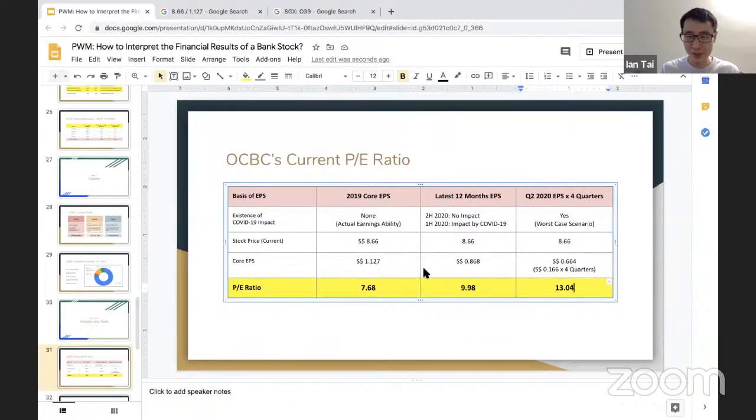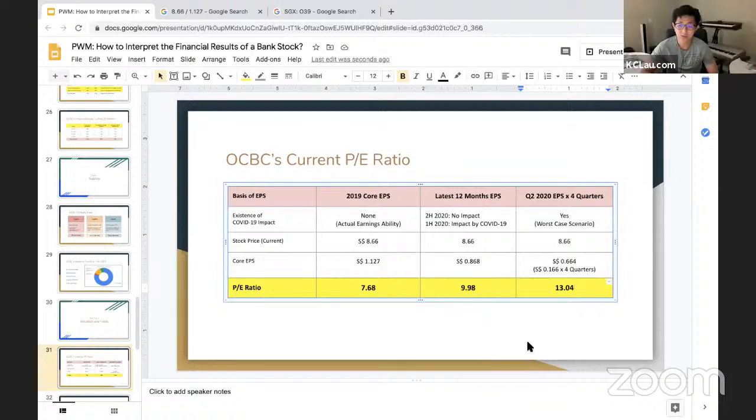So maybe, Casey, perhaps we can do a poll on which of these three PE ratios you would prefer if you want to assess the valuation of OCBC Bank. Is it number one, just take the 2019 EPS figure? Number two, the latest 12 months EPS figure, where half of it has no COVID-19 and the second half has COVID-19? Or the third one, take the latest quarter and annualize it by four quarters, which has the full impact of COVID-19?